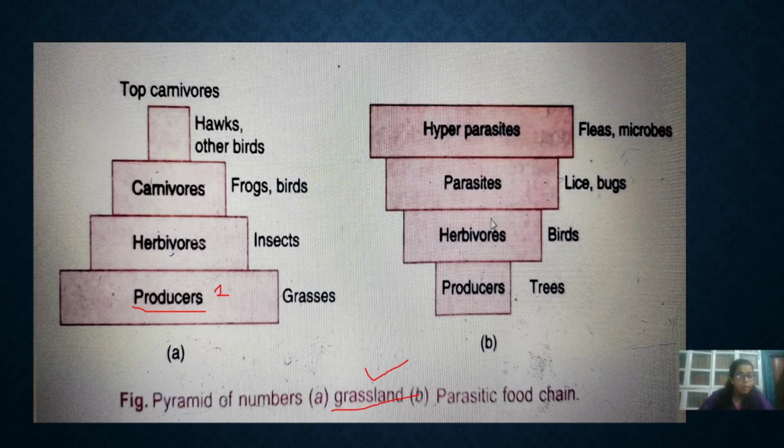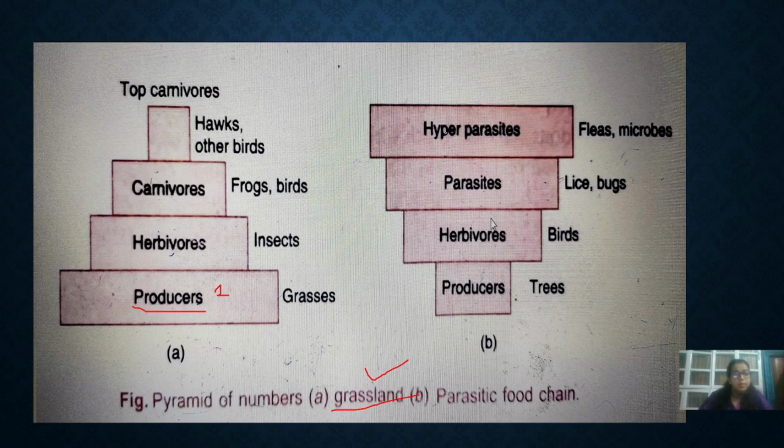Okay, so this is known as the pyramid of number, that is, the flow of energy gradually decreases. We can depict that the flow of energy also gradually decreases. Next, another type of pyramid of number is the parasitic food chain. Here the thing is reversed.